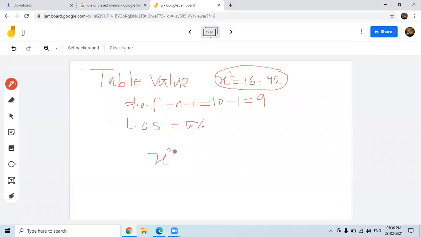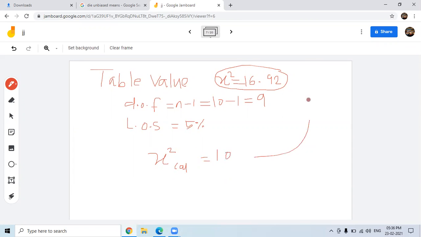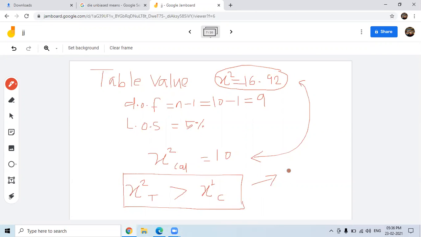Then what is the calculated value? Chi-square calculated value, from the previous slide, is 10. You have to compare these two, the table value with the calculated value. Here you can see the table value is greater than the calculated chi-square. So what is the conclusion? Accept the null hypothesis.